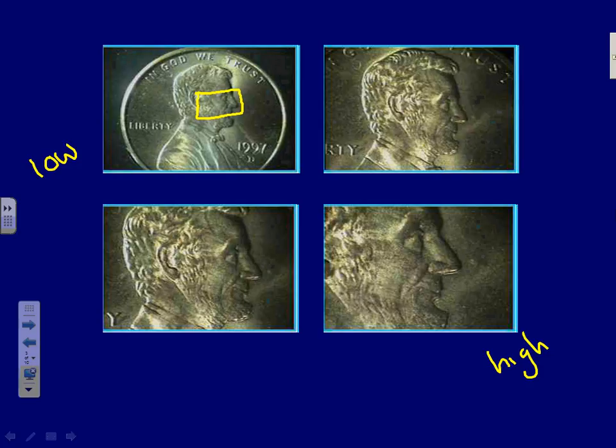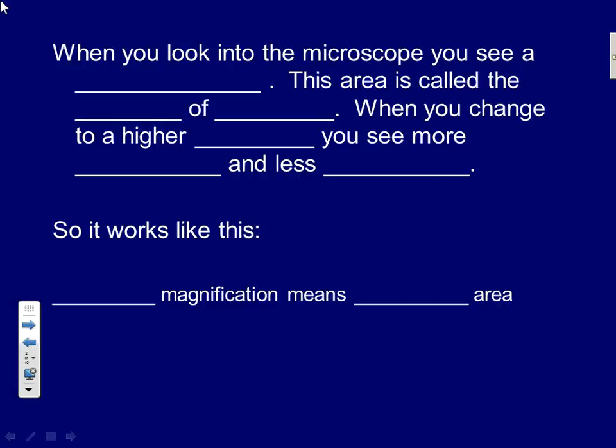So when you zoom in, you can see more details, which is good. That's what we want to see as biologists. But you see less of the area. So you actually see, right, a smaller area there. So let's go back and fill in our blanks here. When you look at a microscope, you see, well, all I wanted there was a circle. You see a circle.